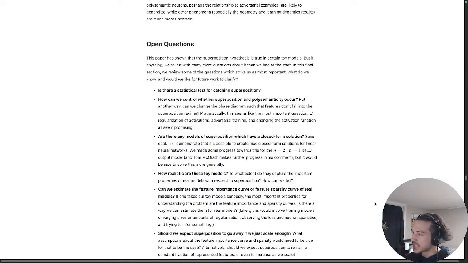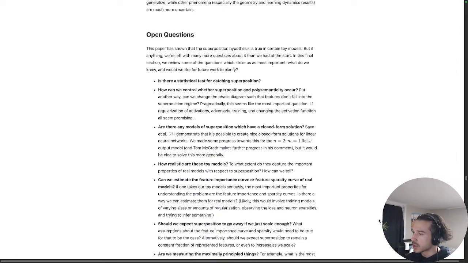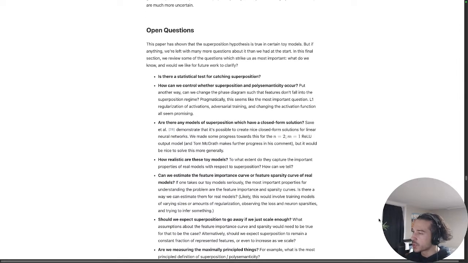Pragmatically, this seems like the most important question. L1 regularization of activations, adversarial training, and changing the activation function all seem promising. Are there any models of superposition which have a closed-form solution? Sachs et al. demonstrate that it's possible to create nice closed-form solutions for linear neural networks.